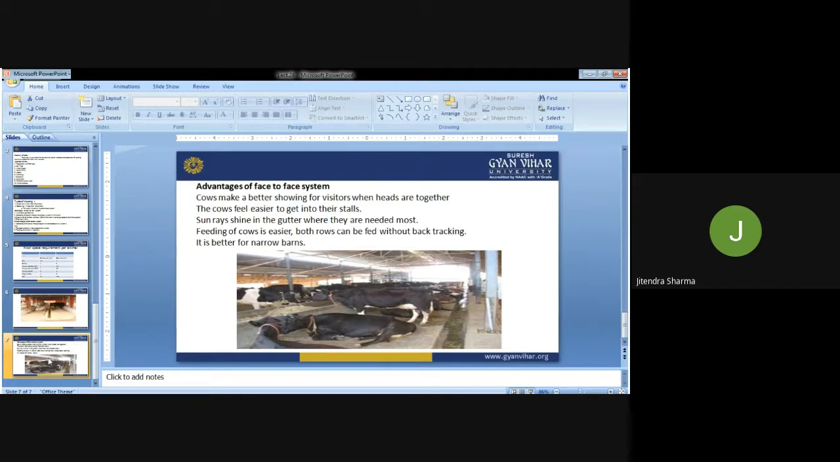there is a reasonable reduction in the microbial population. Then the feeding of cows is easier. Both rows can be fed without back cracking. It is better for narrow ones. So all these are the good things about the face-to-face system, which we have already discussed.